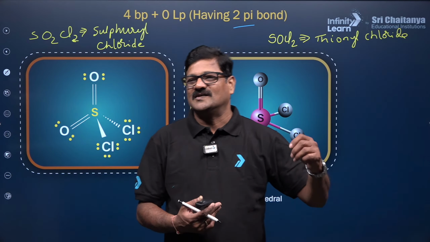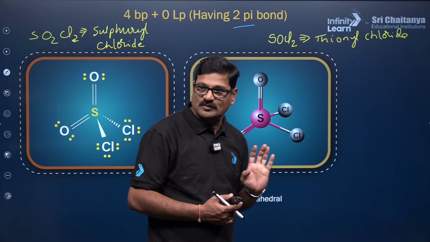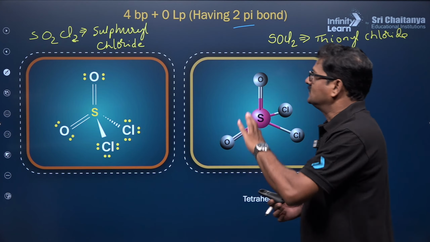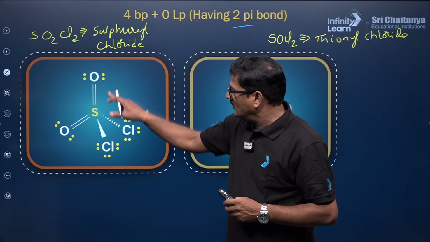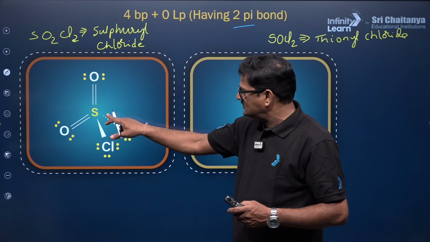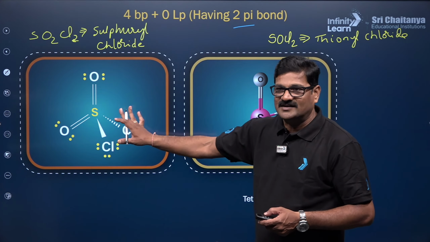So this is thionyl chloride. We are not talking about SOCl2, we are talking about sulfuryl chloride, SO2Cl2. Double bond O, and a Cl and a Cl, tetrahedral in shape. This is tetrahedral in shape.